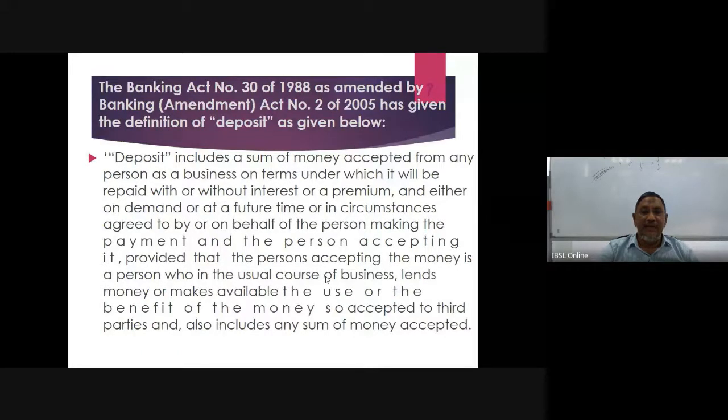Banking Act number 30 of 1988, as amended by Banking Act 2 of 2005, has given a definition of deposit as given below. What is a deposit? Deposit includes a sum of money accepted from any person as a business on terms under which it will be repaid, with or without interest or a premium, and either on demand or at a future time, in circumstances agreed to by or on behalf of the person making the payment and the person accepting it, provided that the person accepting the money is a person who, in the usual course of business, lends money or makes available the use or benefit of the money so accepted to third parties. So deposits include money accepted from a person as a business.